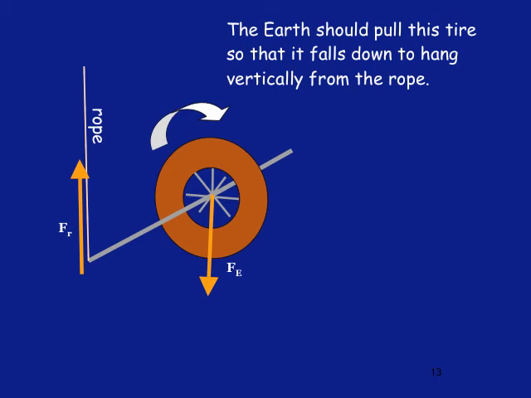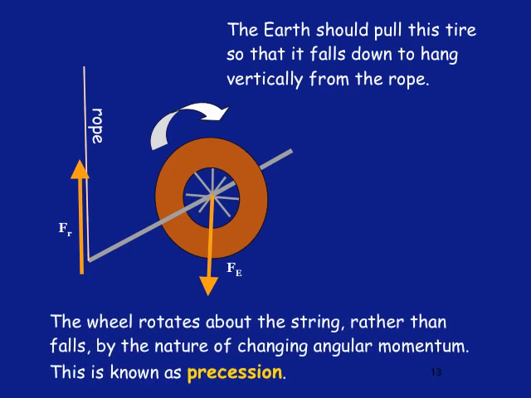Here, a rope pulled off-center from a spinning wheel, the force of the rope at a distance from the wheel creates a torque. So the wheel precesses or rotates about the rope. So rather than the wheel simply falling down, the wheel rotates or precesses about the rope. So the wheel rotates about the string or the rope rather than falls by the nature of changing angular momentum, by the nature of a torque creating a delta L in direction.